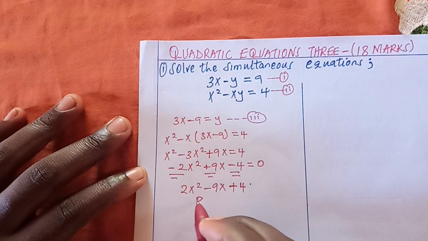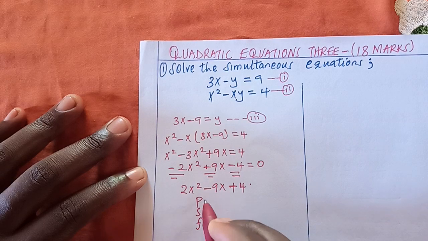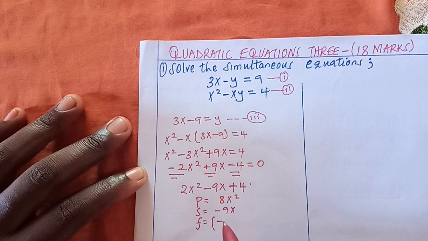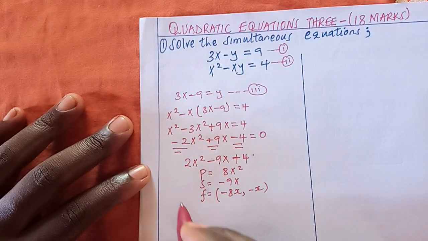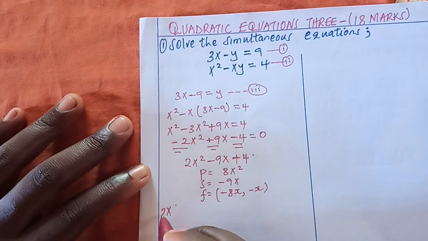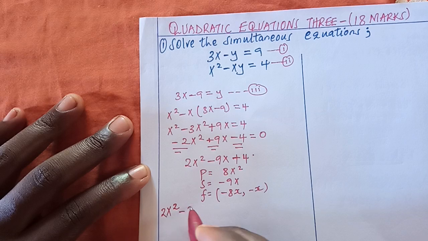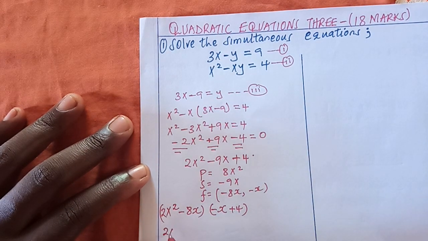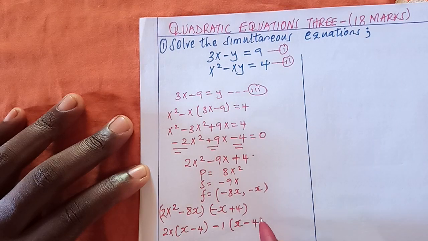Quadratic equation, we use the product-sum factor method. So the product is 8x squared, sum negative 9x, factors negative 8x and a negative x. Let us work out the first bracket. 2x squared minus 8x, then we have minus x plus 4. So the common factor in the first bracket is 2x. You multiply by x, you take away 4. The common factor here is 1. So minus 1, you multiply by x, then you multiply by negative 4.